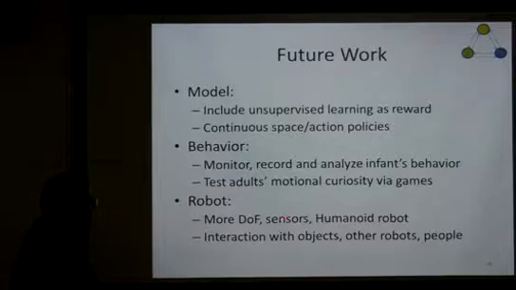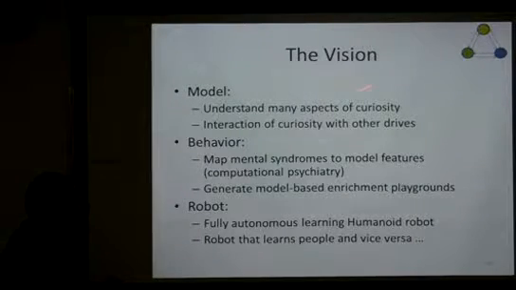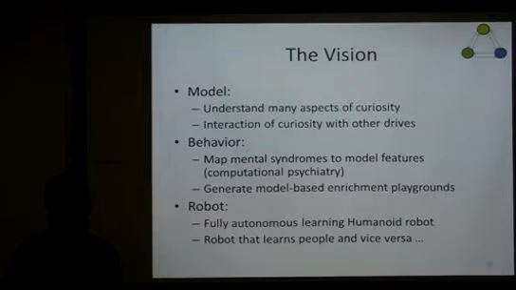So you want more degrees of freedom, more sensors, like a humanoid robot. And also, I stopped at reaching, but in the end, you want to also have interaction with objects and manipulation, and also interaction with other agents, to see how two curious robots interact with one another. It's very interesting. The vision is to understand many aspects of curiosity and how they interact with other drives, like fear, which are already somehow incorporated here.